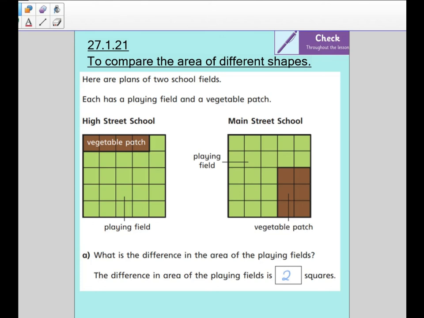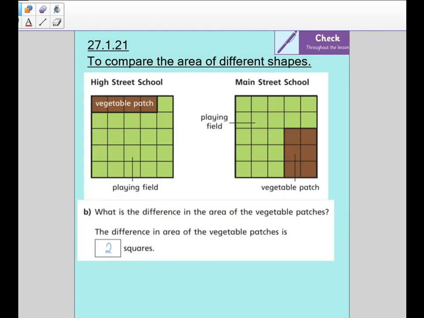Here are the plans of two school fields. What's the difference in the area of the playing fields? The difference in area of the playing fields is 2 squares. The difference in the area of the vegetable patches is 2 squares.